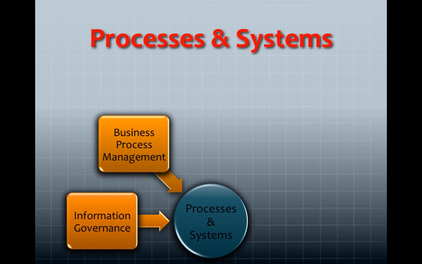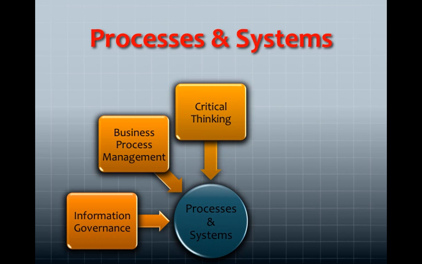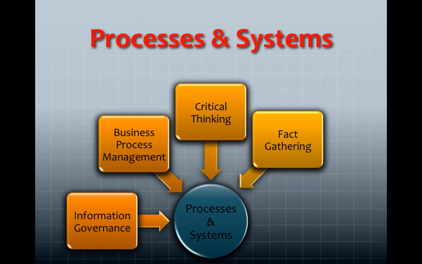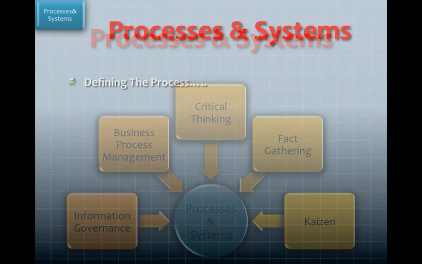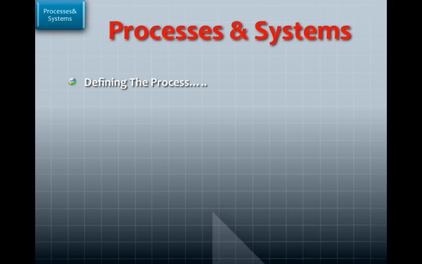Governance is one of those. Business process management is another. Critical thinking is the third. Fact gathering is the fourth. And last but not least, Kaizen, which we'll go into to explain each one of these. So let's start with defining the process.